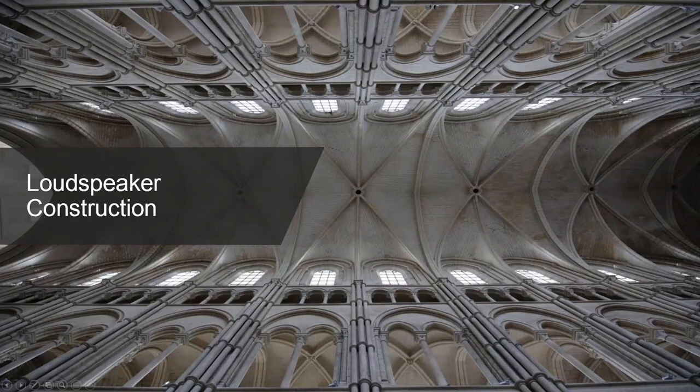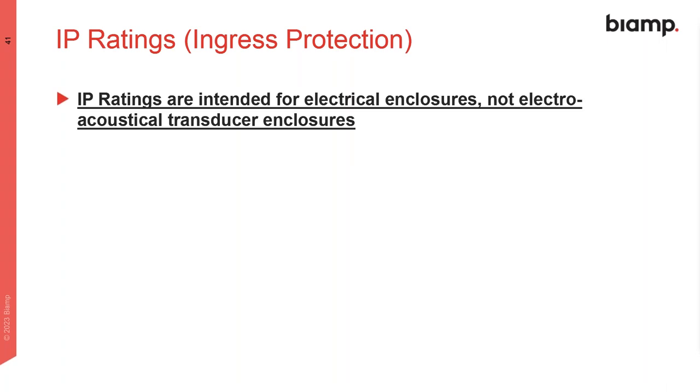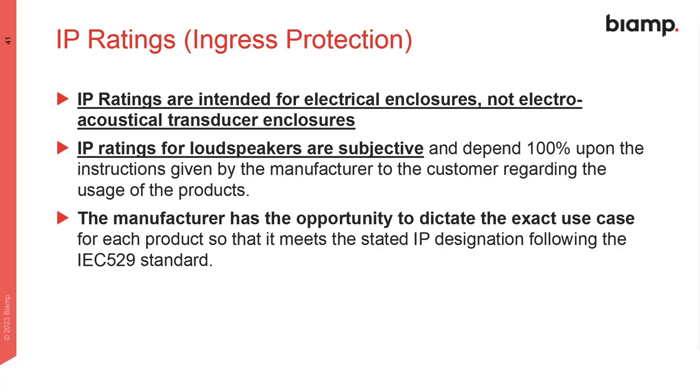All right, loudspeaker construction. Lots of people say they have outdoor speakers and it's got an IP rating. Well, that's great. IP ratings are intended for electrical enclosures, not electroacoustical transducer enclosures. And IP ratings for loudspeakers are subjective. Us as a manufacturer, we can dictate to meet some IP 55, 56, 58 rating, here's how you have to use it. Sometimes they call it out, sometimes they don't, but manufacturers have the opportunity to dictate the exact conditions which will allow it to meet that IP rating.